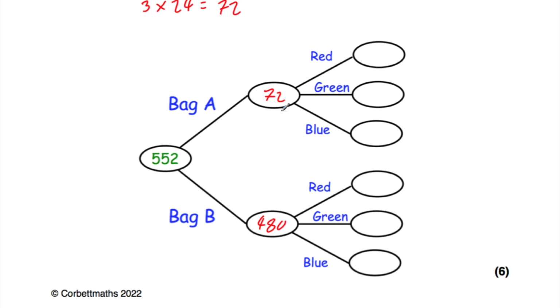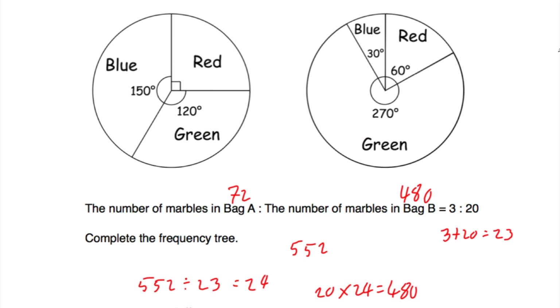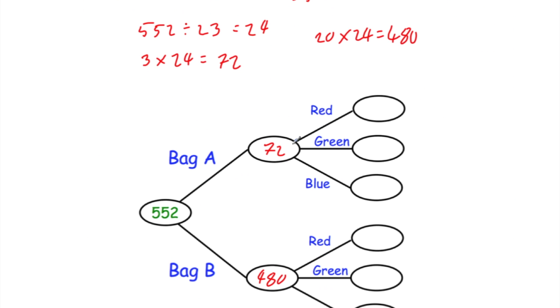Okay, so we've now got those numbers in our frequency tree. Now we're going to look at our pie charts to work out how many red, green and blue there are in each of the bags. So let's start off with bag A. First of all, the red, that's a quarter. It's a right angle, so we're going to work out a quarter of 72. So if we do 72 divided by 4, that would tell us how many red marbles there are. To divide by 4, half it and half it again. Half it would be 36, and half it again would be 18.